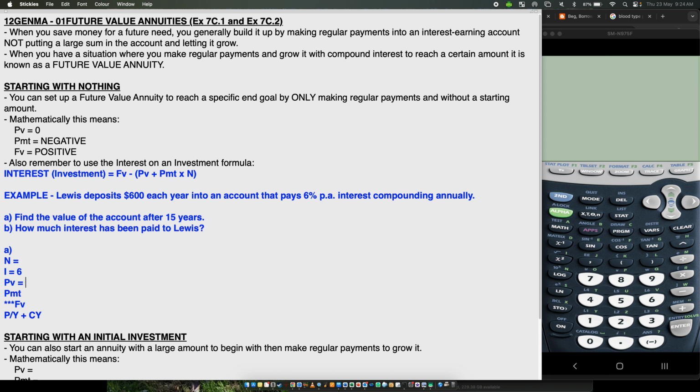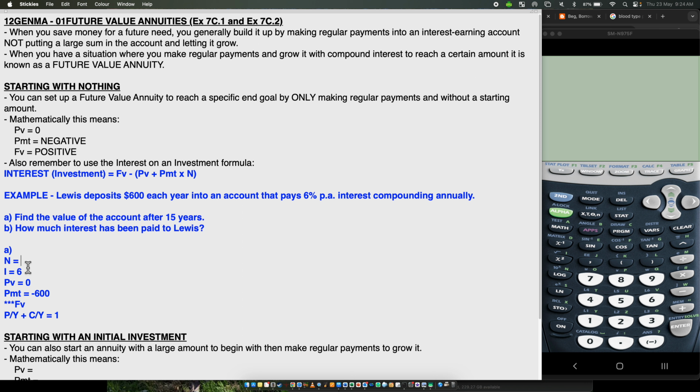PV. Is Lewis starting with something in the account? No. So this is just a future value annuity with no starting amount. He's depositing $600 each year. So what's PMT going to be? Negative 600. FV is what I'm solving for. PY and CY. PY is the number of payments per year. CY is the number of compounding periods per year. If you look at the question, how often is he paying? Each year. And how often is it compounding? What does this say? Annually. How many times does a year happen in a year? Once. So 1 for both of those.